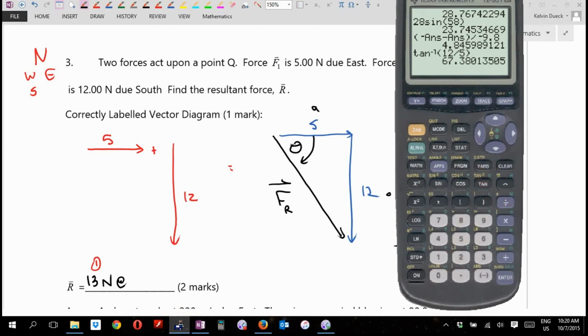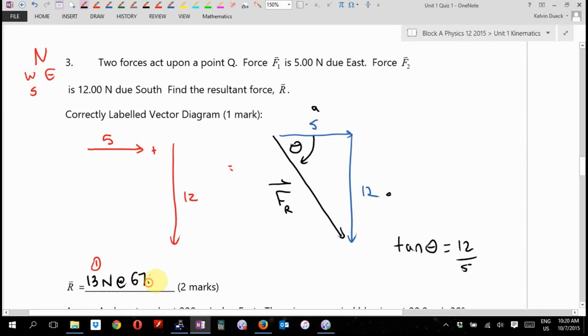Oh, no, way off. 67.4. If you just said 67, 2 sig figs, that's fine. 67.4 degrees. What of what? North of south, east of west, what of what? South of east. By the way, I'm going to be fussy. Make sure you say south of east. If you say southeast, it's assumed you mean 45 degrees. Southeast is 45 degrees. I won't take marks off this time, but I will on a test.